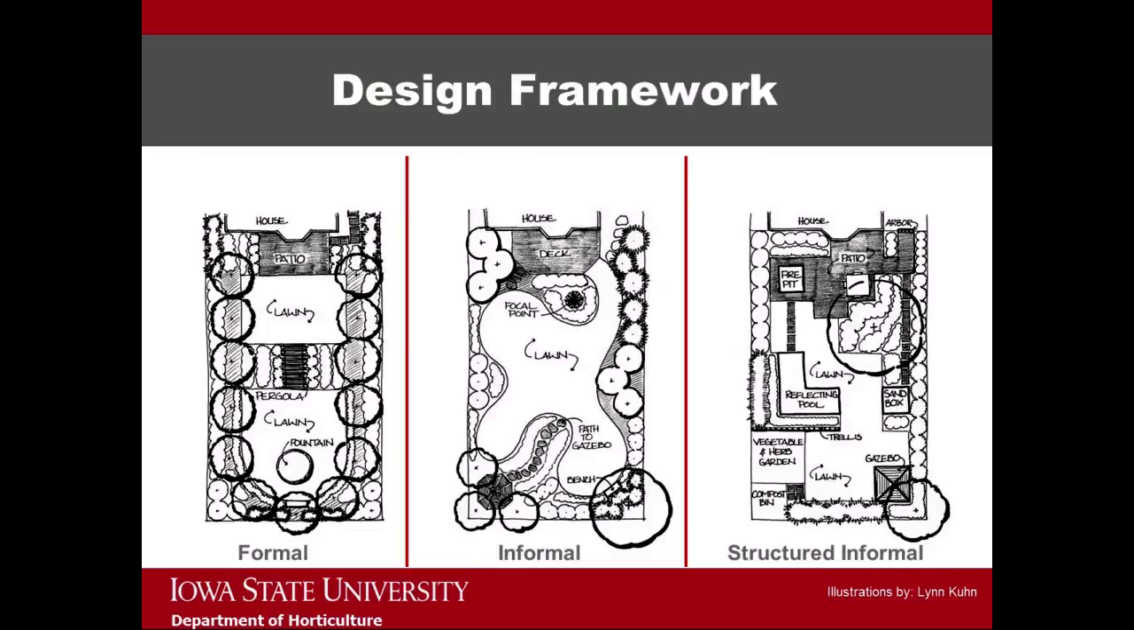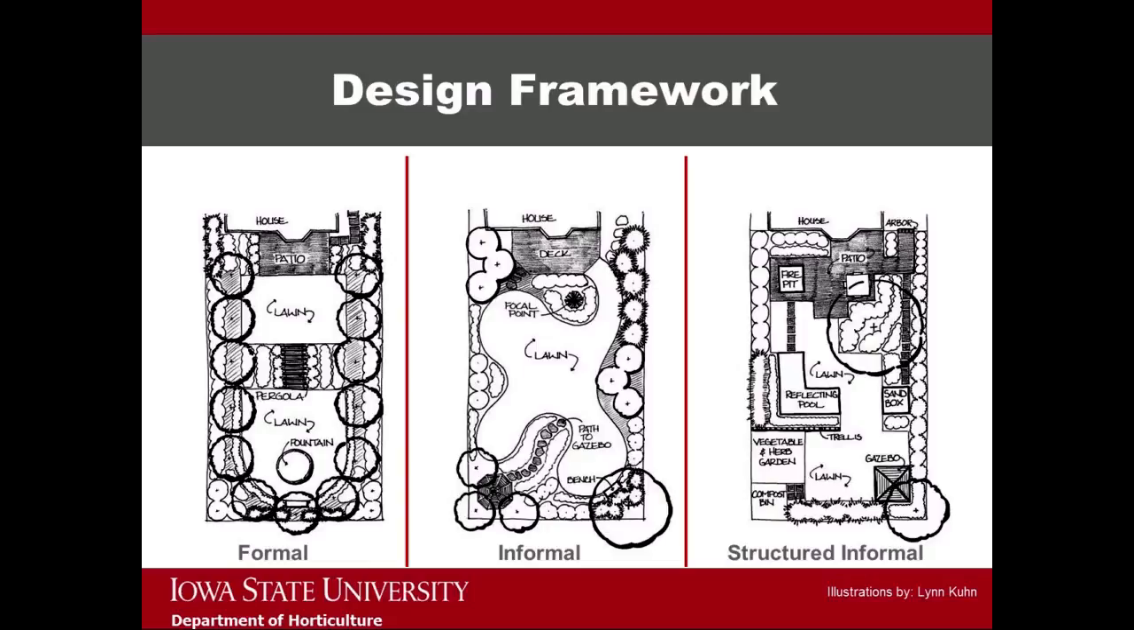The 3 images here represent 3 different frameworks: formal, informal, and structured informal, which is a blend of the first 2. A formal design often includes symmetrical balance, where a landscape can be divided in half along a central axis, and each side of the landscape is a mirror image. They are also mostly linear in layout.